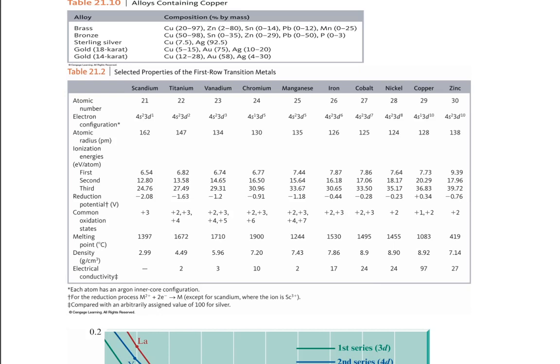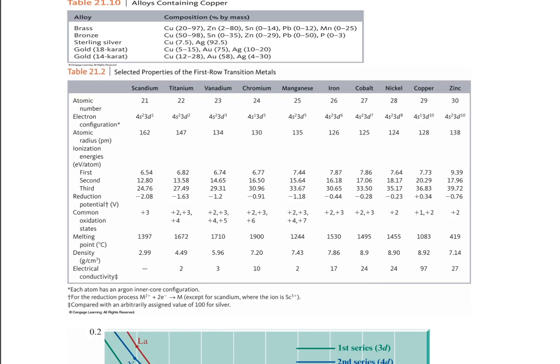And in titanium 4 plus, it has lost the 4s as well as the 3d electrons. Vanadium, the highest oxidation state, plus 5, it has also lost the 4s and the 3d electrons. Same with chromium in the 6 plus state, no more 4s or 3d electrons. Same with manganese, 7 plus, so no 3d or 4s electrons.